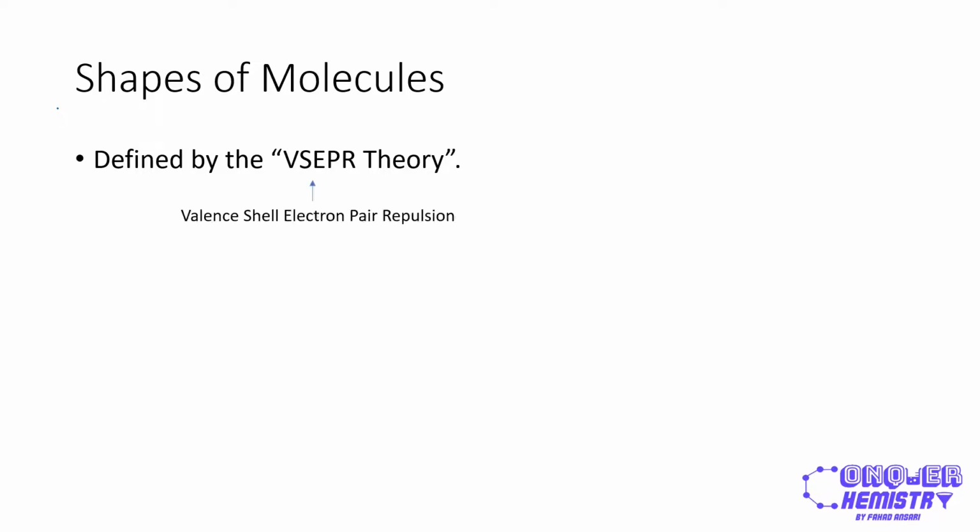So today's topic is shapes of molecules, and these shapes are governed by a theory with a very weird sounding name, which is the VSEPR Theory. Now VSEPR stands for valence shell electron pair repulsion, right? So this is the fancy acronym that we're going to be using.